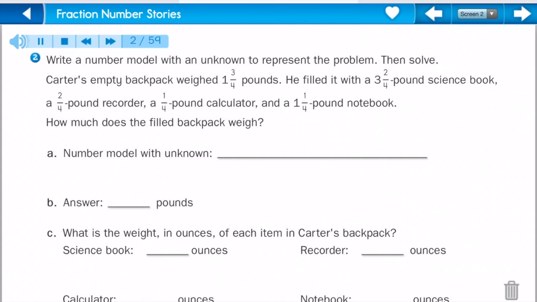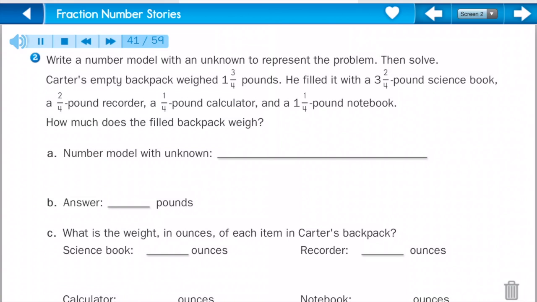Fraction number stories. 2. Write a number model with an unknown to represent the problem. Then solve. Carter's empty backpack weighed 1 3/4 pounds. He filled it with a 3 2/4 pound science book, a 2/4 pound recorder, a 1/4 pound calculator, and a 1 1/4 pound notebook. How much does the filled backpack weigh? A. Number model with unknown. B. Answer, blank pounds.